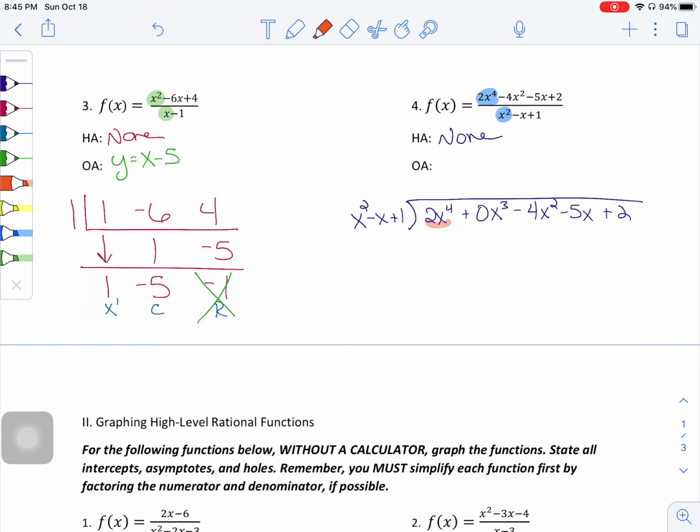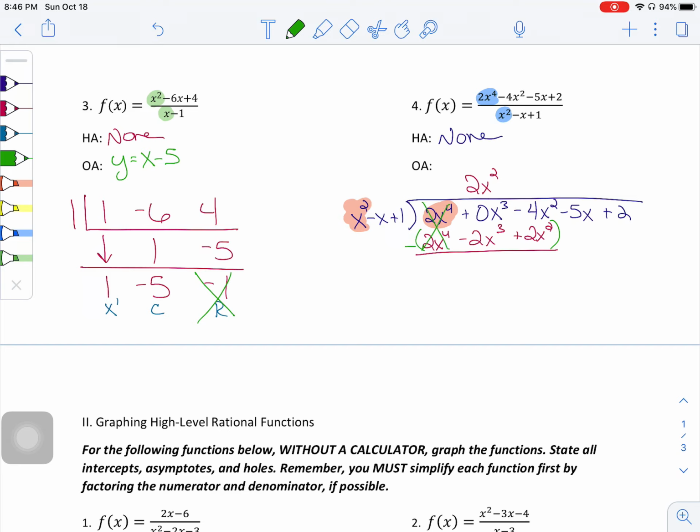I'm going to take this leading term, and I am going to divide it by that leading term. So 2x to the 4th divided by x squared is 2x squared. Distribute. So that's going to become 2x to the 4th minus 2x cubed plus 2x squared. Line everything up. And now you need to subtract this whole mess. Make sure you're doing each part at a time. So those will cancel out.